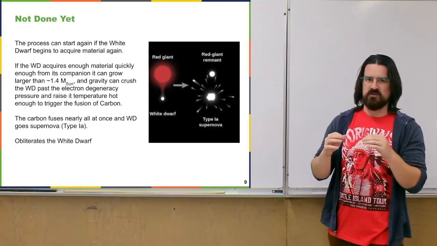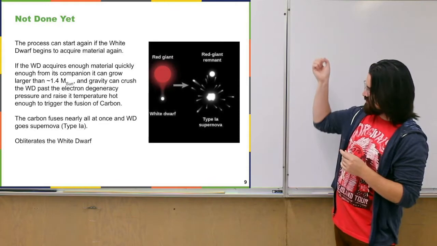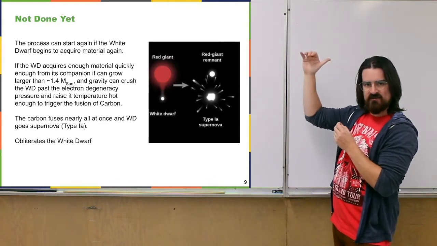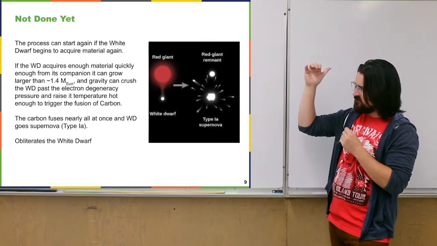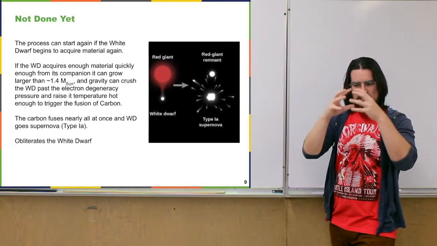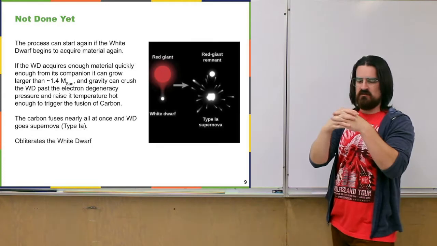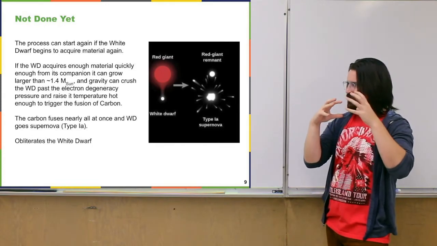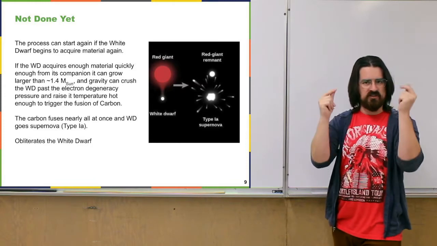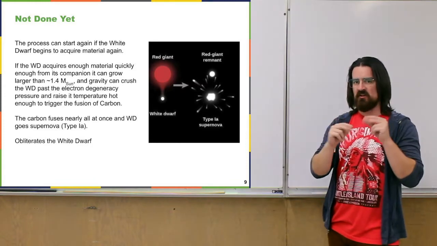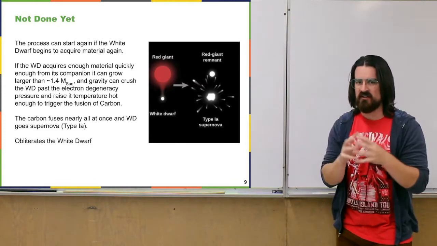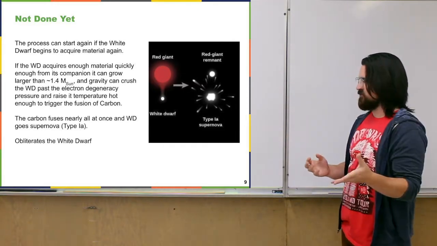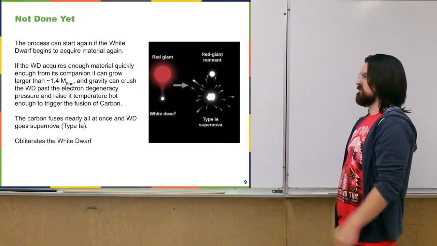So that white dwarf acquires enough material from the red giant, it crosses over that threshold of being about 1.5 times the mass of the sun. Gravity starts to win again, crushes that core down to the point where carbon can fuse, and nearly all of that carbon fuses almost in an instant. As you might guess, all that fusion happening very quickly leads to a very large explosion. So this is another kind of supernova. It's what we call a type 1A supernova.